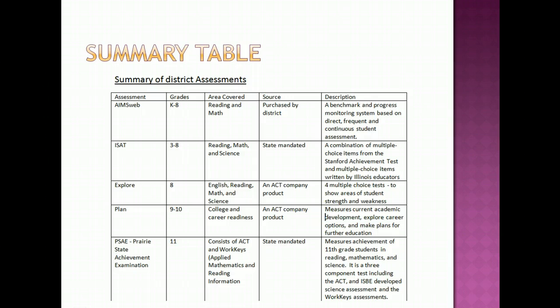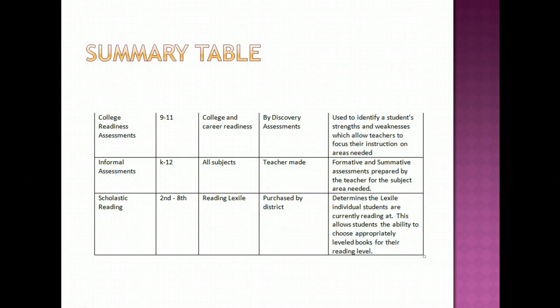Here you can see a summary table of the different district assessments. You can see it's broken down by what the assessment is, the grade level that it's implemented in, the area covered, the source, and a description of that particular assessment. For AIMSweb, which is what we will be utilizing to gather the initial data, AIMSweb is a benchmark and progress monitoring system that is used by frequently assessing the students throughout the year. This is the rest of the summary table, talking about the other assessments that are used within the school.